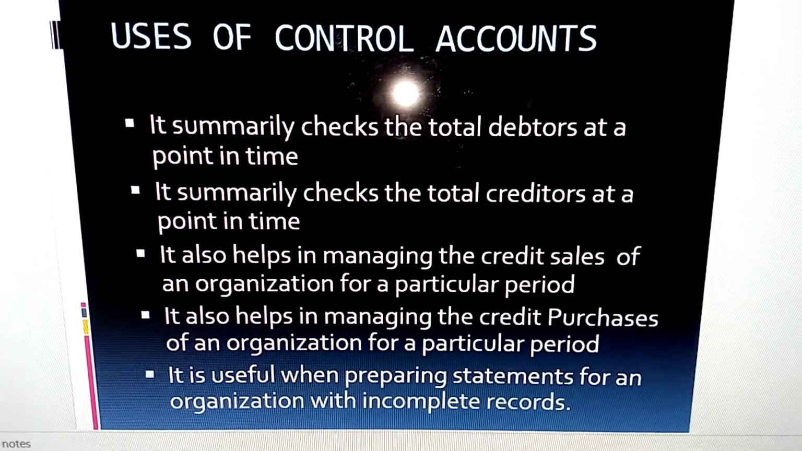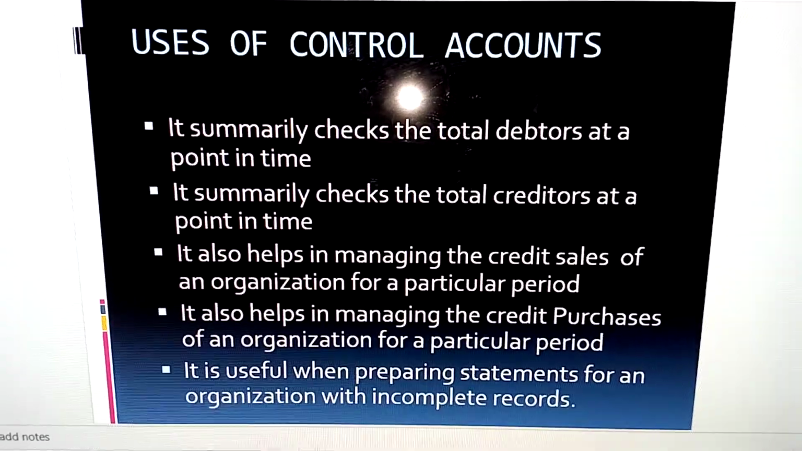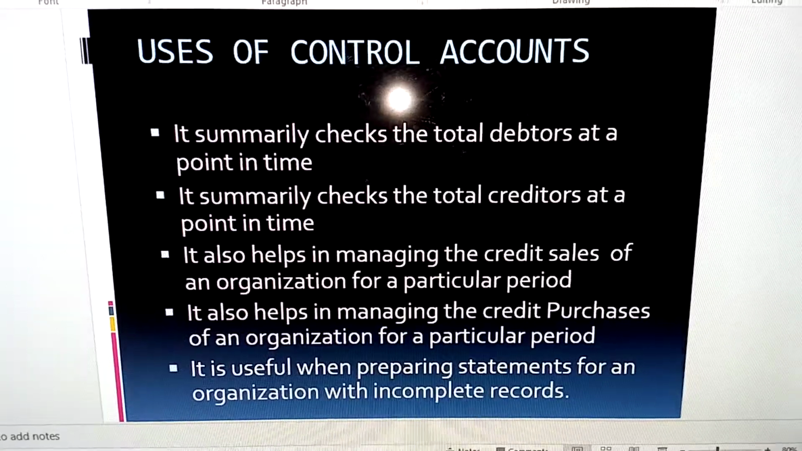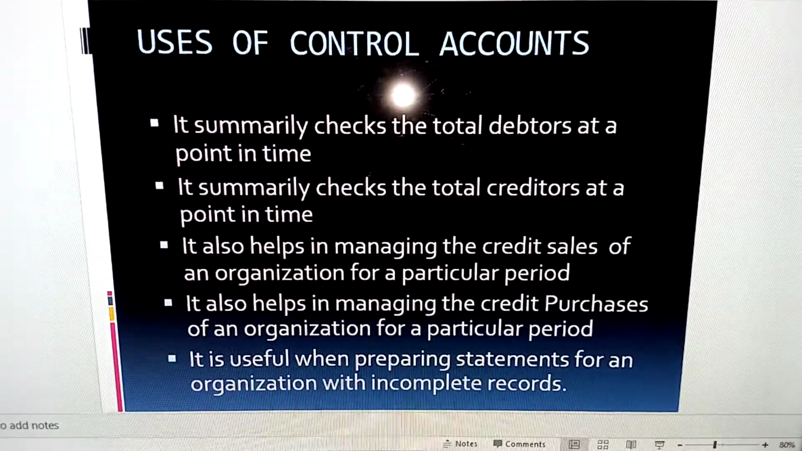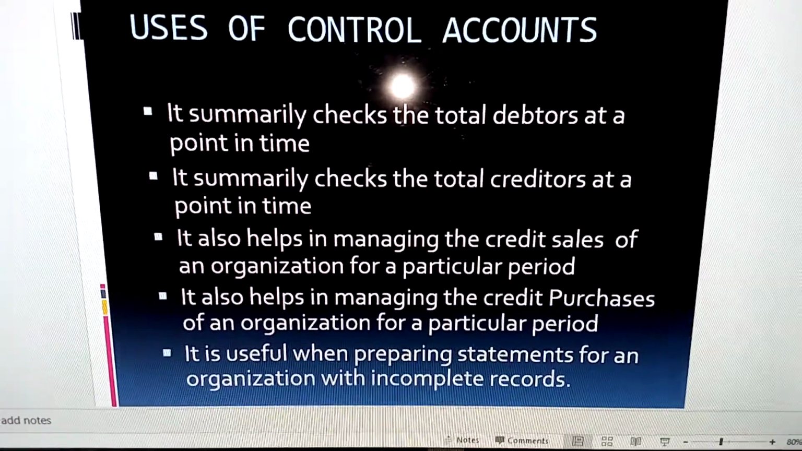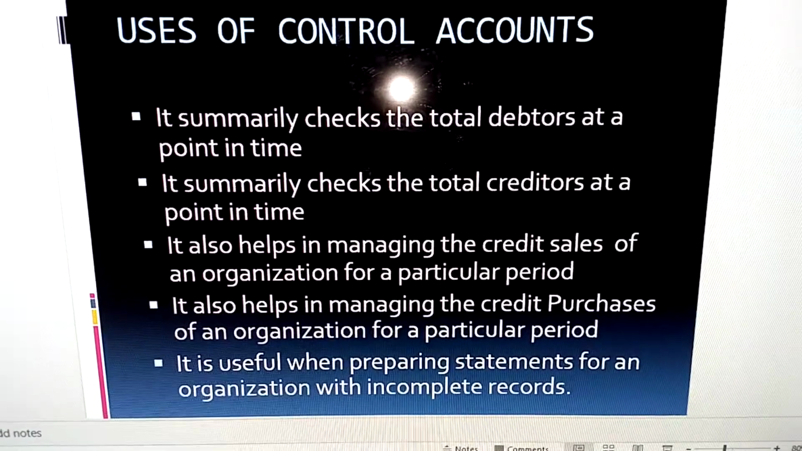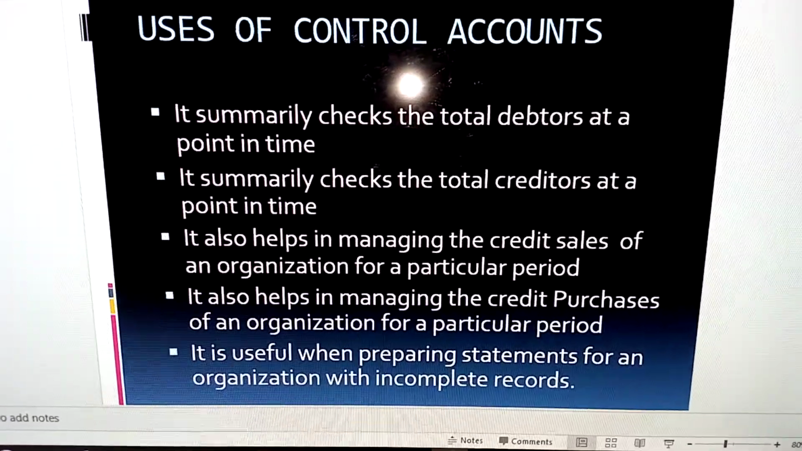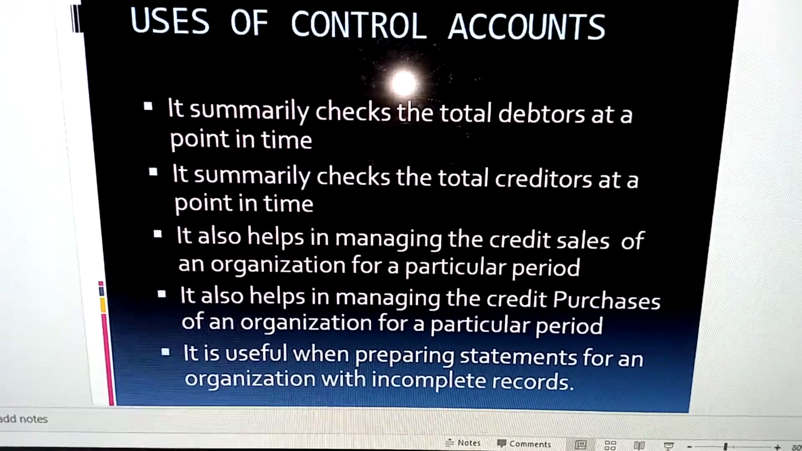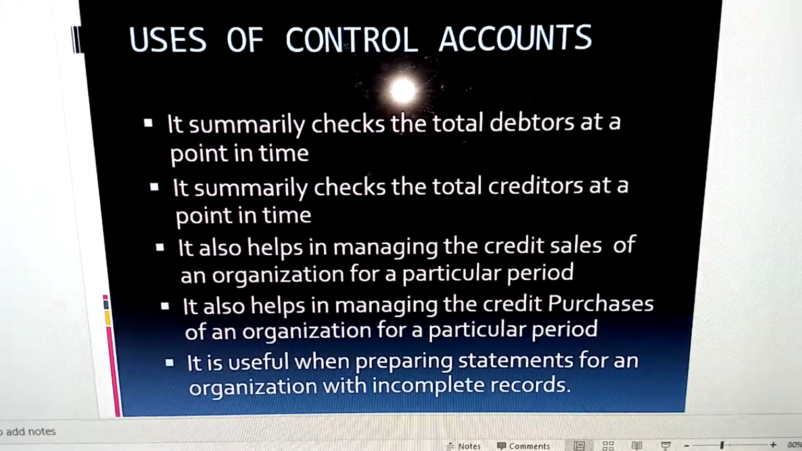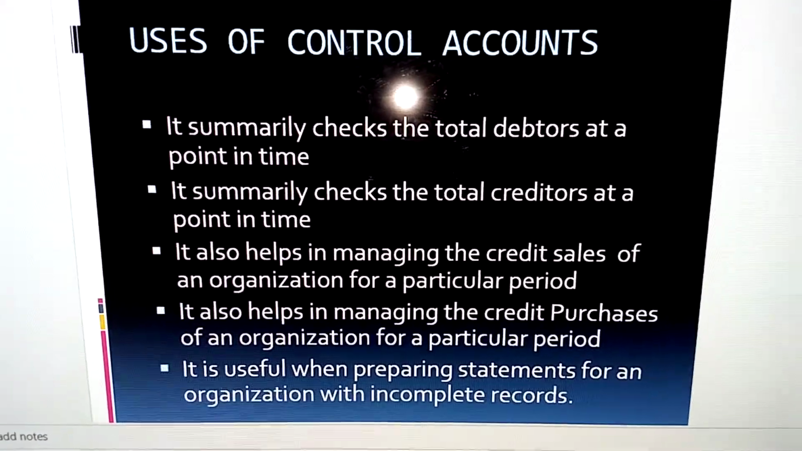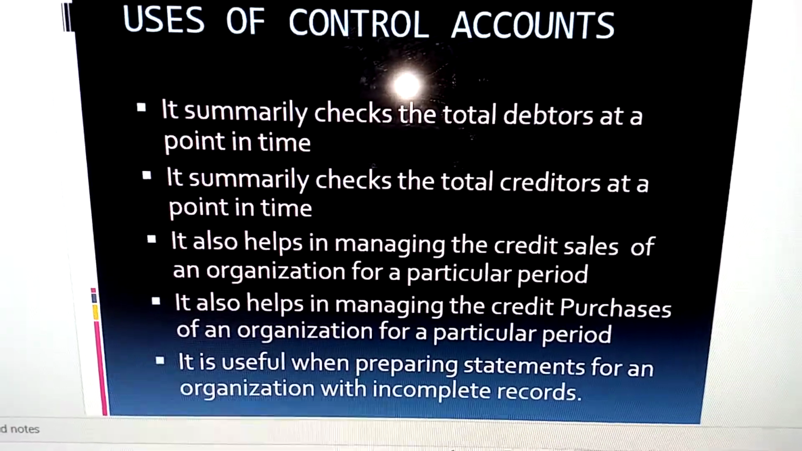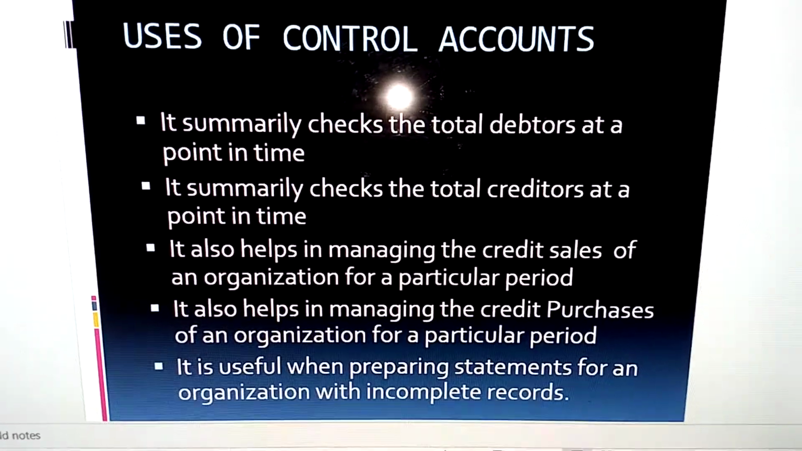Now, a very useful instrument for preparing statements for organizations with incomplete records. A business is considered to have incomplete records where for some reason it is not keeping adequate records for transactions or business activities. Sometimes we can say any business that is not correctly applying the principle of double entry is also said to have an incomplete record. In this scenario, we are also required sometimes as professionals to still prepare the statements. So usually we adopt the control account in identifying some missing figures, especially credit sales, credit purchases, sometimes debtors value, and also the creditors value. So these are the uses of the control accounts.